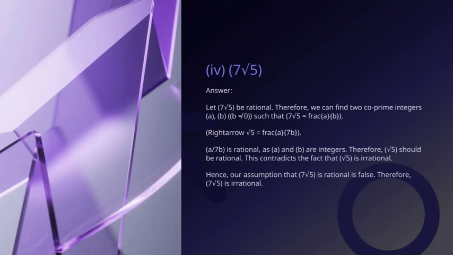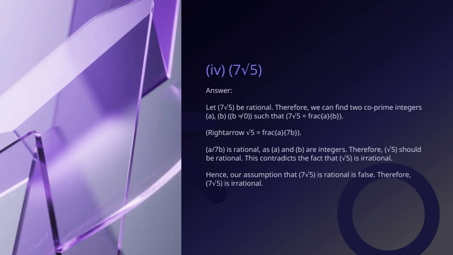So here we see that our initial assumption, that 7 square root 5 is rational, is actually false. This means that 7 square root 5 must be irrational. Now, to understand why, let's consider the other part of the argument. If we suppose that it is a/b, where a and b are integers, then it follows that square root 5 should also be rational. But we know from earlier that square root 5 is irrational, so this creates a contradiction. This contradiction tells us that our assumption that 7 square root 5 is rational cannot be true. Therefore, 7 square root 5 is irrational.